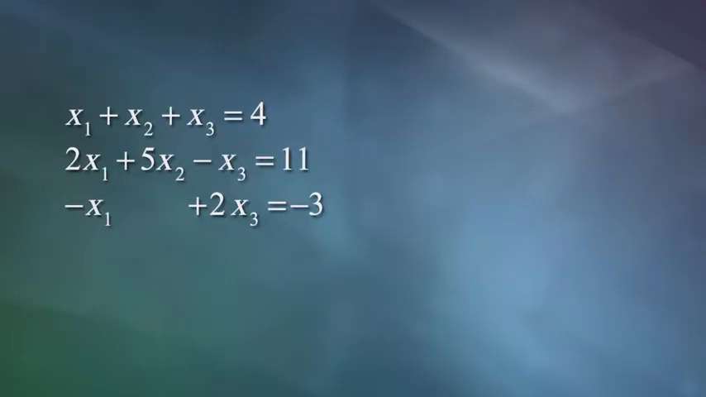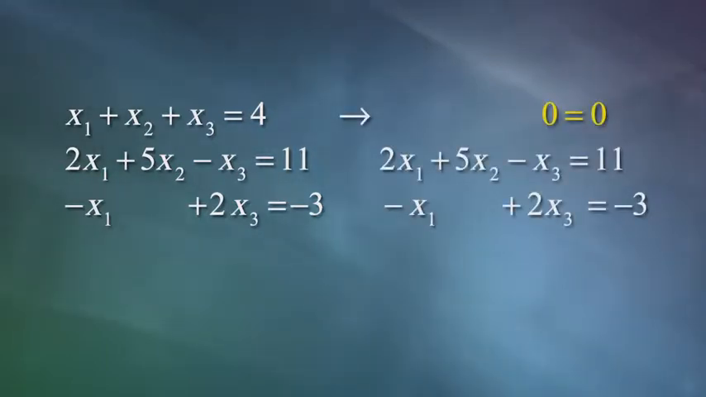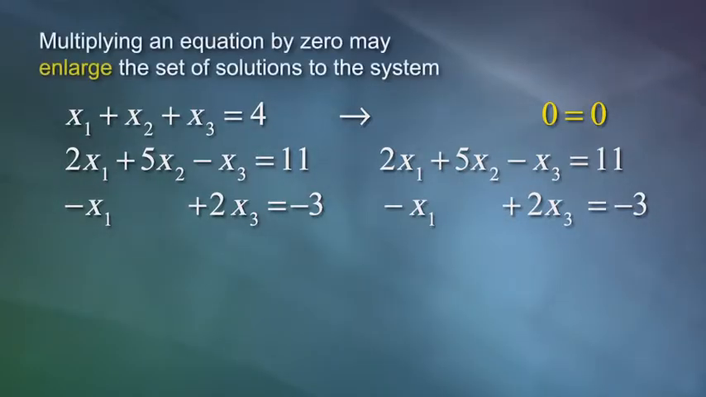However, if I had multiplied one equation by 0 on both sides, then that equation becomes 0 equals 0, which is true, but now I've lost a constraint that the variables must satisfy, and I've possibly enlarged the set of solutions. So multiplying by 0 is prohibited if we want to be sure our solution set is unchanged.